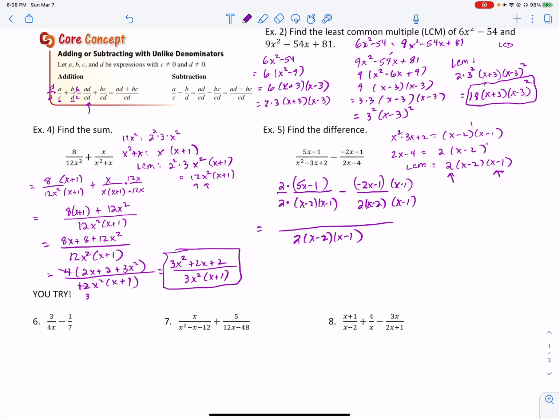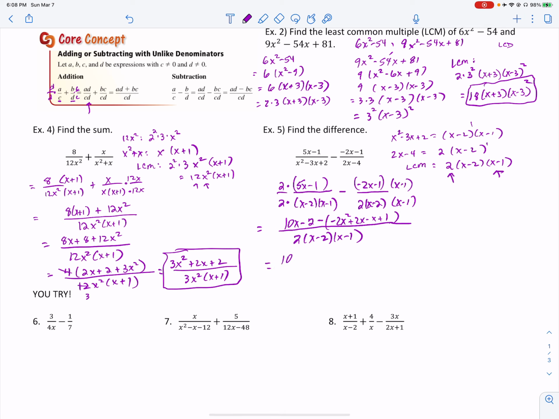And I can go ahead and distribute that too. I get a 10x minus 2. But I'm going to have to be a little bit more careful because I'm going to need to FOIL that minus 2x minus 1 times x minus 1. So if I distribute the minus 2x, I have a minus 2x squared. I get a plus 2x. If I distribute the minus 1, I have a minus x plus 1.